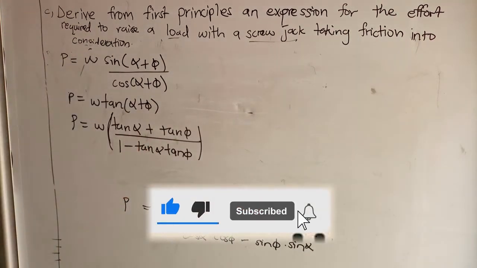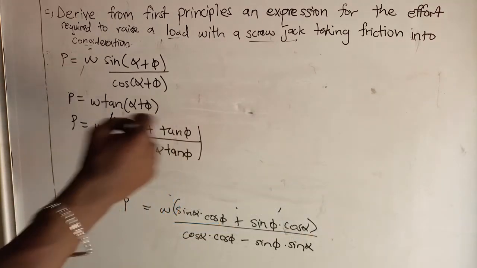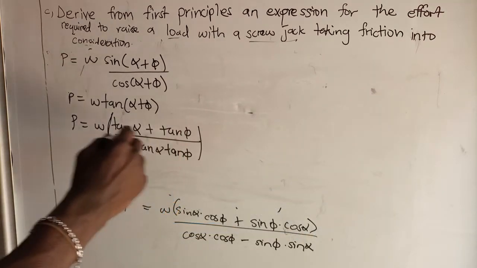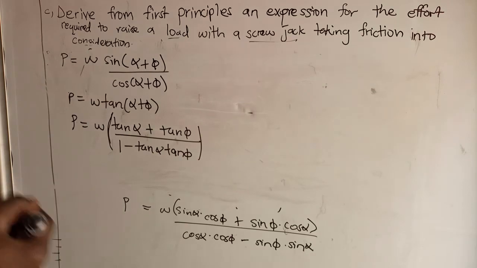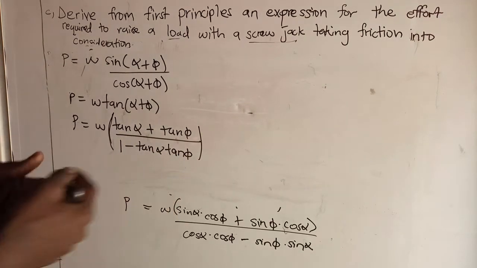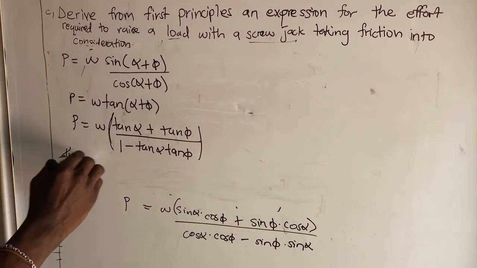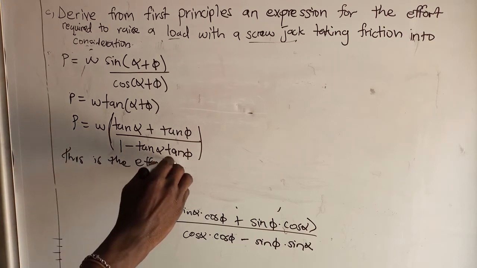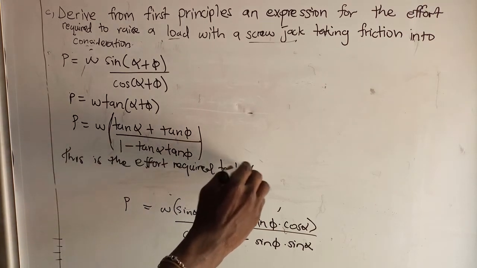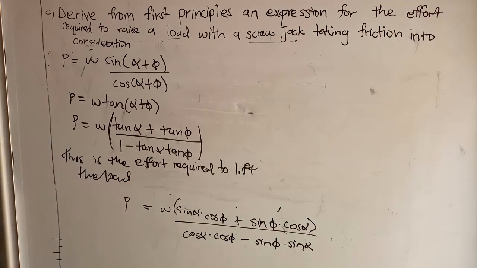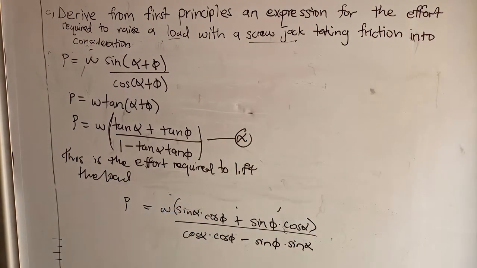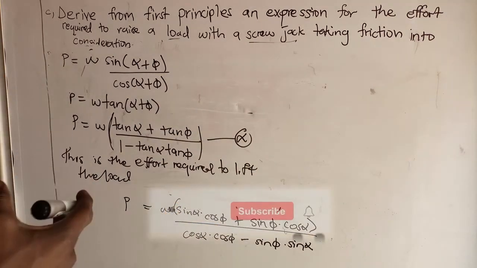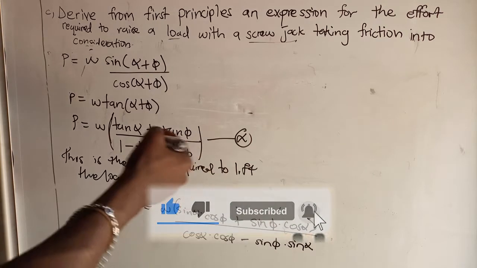P equals W, which is the weight, into tan phi plus tan alpha over 1 minus tan phi tan alpha. So this is the effort required, P. This is the effort required to lift the load. So meaning that from this very equation, the actual effort required to raise the load can be calculated.